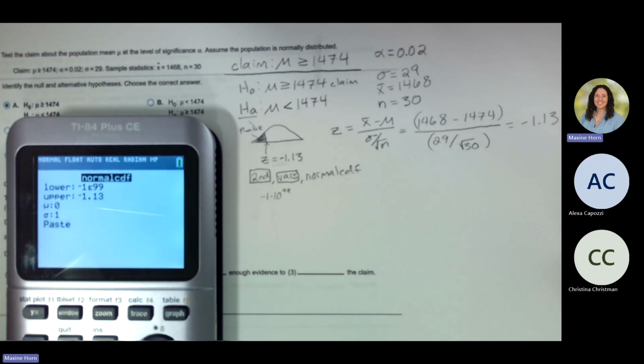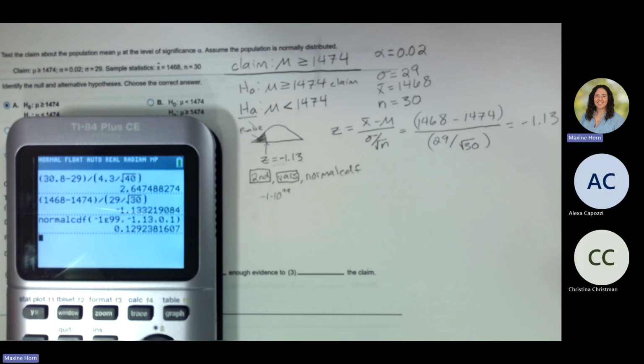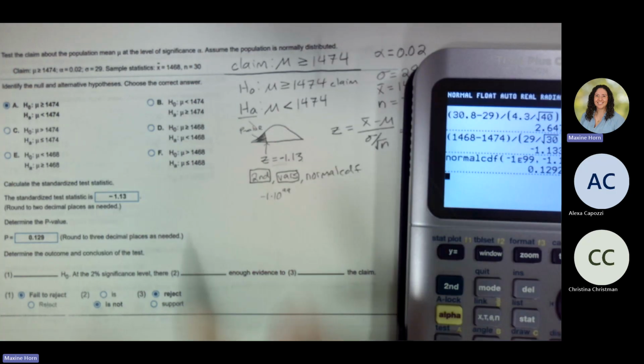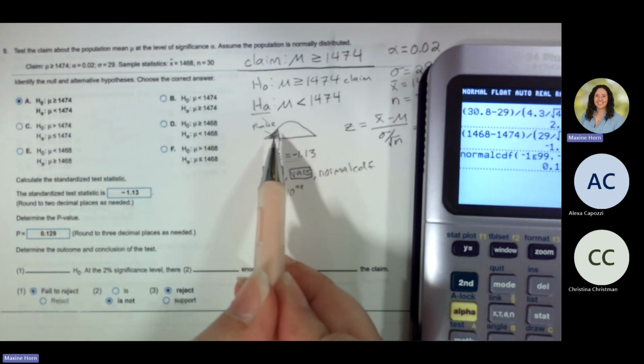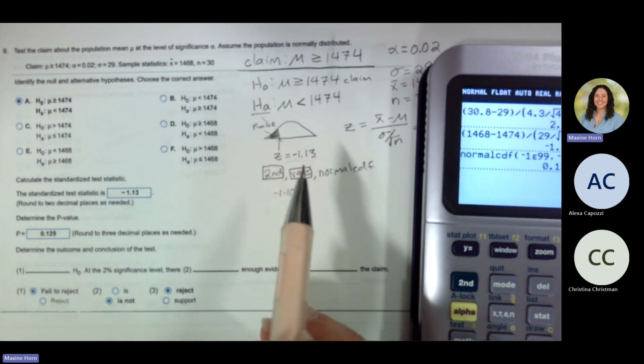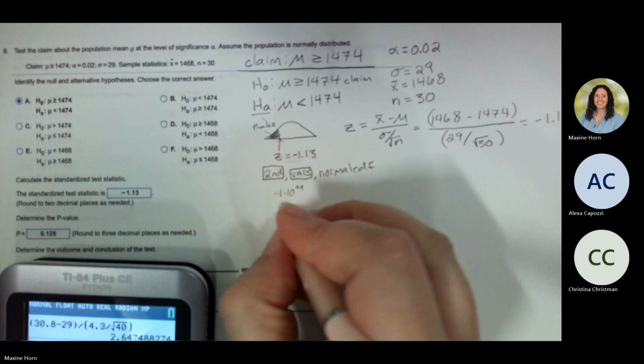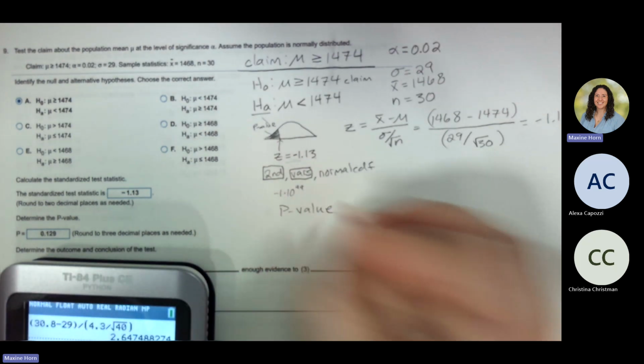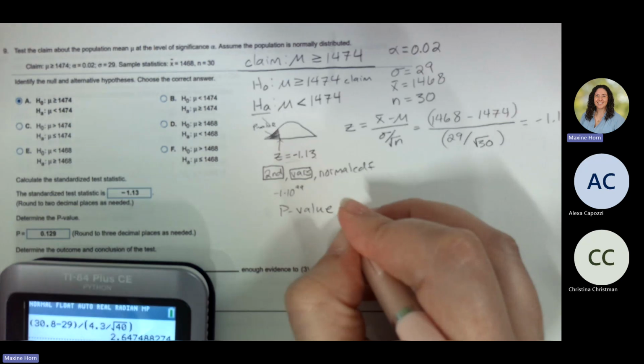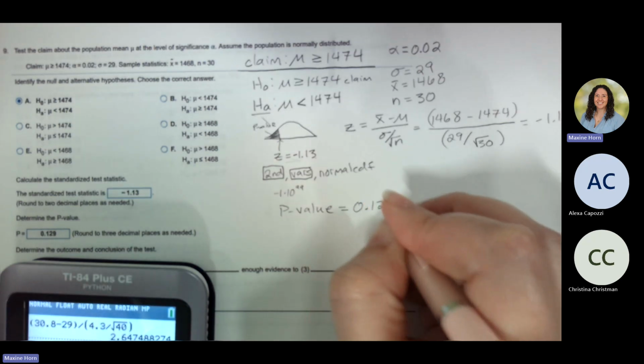Leave your 0 and your 1, and then we say paste, and then we hit enter again, and we get this value. This is our p-value, which is the area to the left of the standardized test statistic. Okay, rounded to 3 decimal places, we're going to get 0.129. Okay, so we have our p-value. P-value, area to the left of the standardized test statistic, equals 0.129.